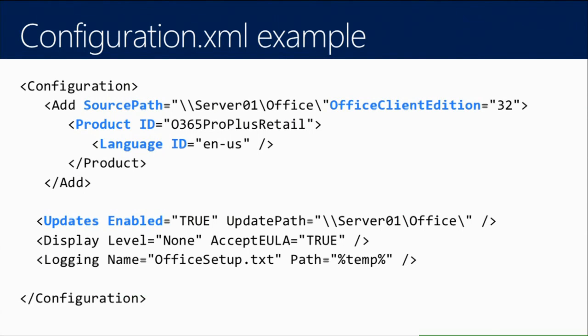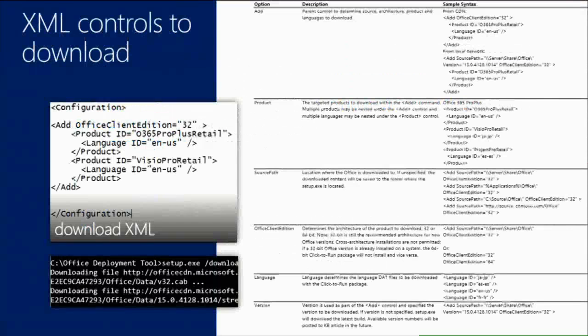I can kill the display level if I want to do a completely promptless install, and I'll show you some more group policy settings that you'll need for that in a second. And I can tell where I want the log to be sent to as well. I'm not going to go through all of these different controls. They're in the deck if you want to download that after the session. But basically, the controls to download, you have add as kind of your parent command, product, the source path where you download to, the client edition, the language, and the version.